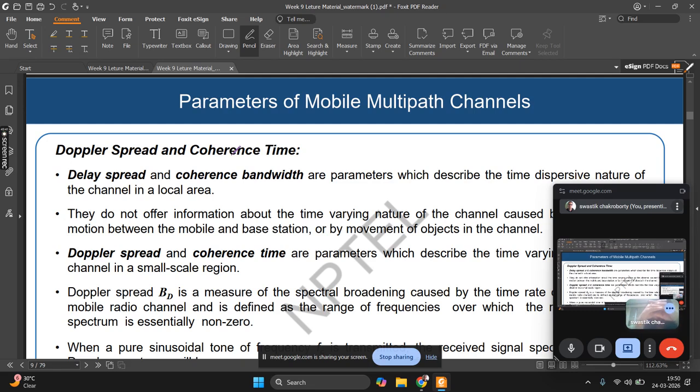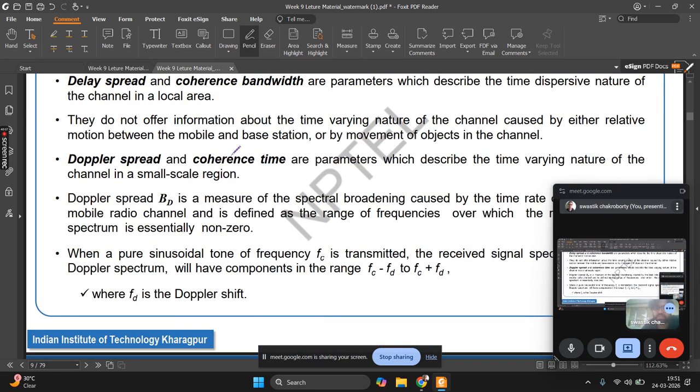So, if your signal was previously between f minus b and f plus b, now it will be between f plus delta f minus b and f plus delta f plus b. So your frequency is getting spread by 2 times delta f, where delta f is your Doppler spread. So you are occupying more frequency.